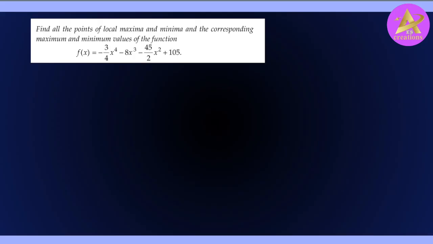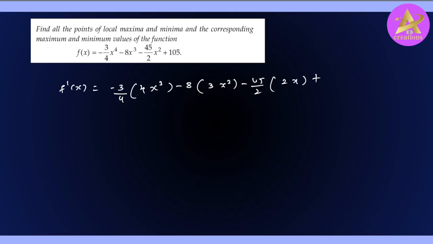Find all the points of local maximum and minima and the corresponding maximum and minimum values of the function. That means we have to find the points of local maxima and minima, then evaluate the values of maxima and minima. The first step is to find f dash of x. What we get? Minus 3 by 4 x to the power 4 differentiates to 4 x cube, minus 8 x cube differentiates to 3x square, minus 45 by 2 x square differentiates to 2x, plus 105 differentiates to 0, constant differentiation 0.